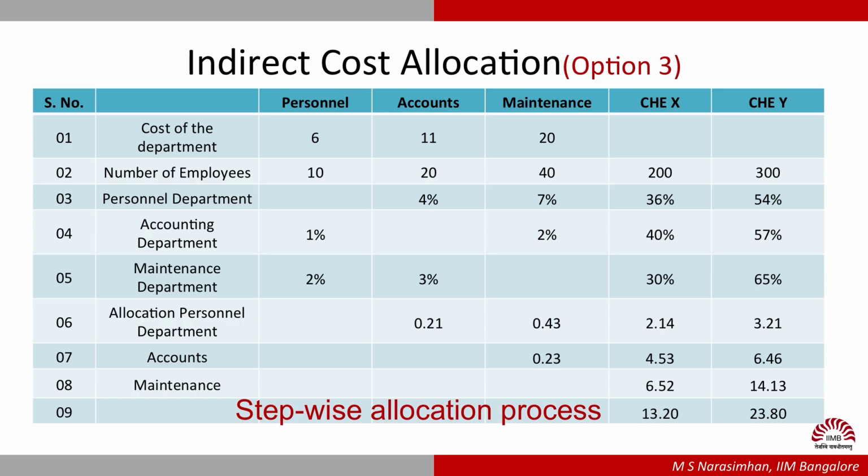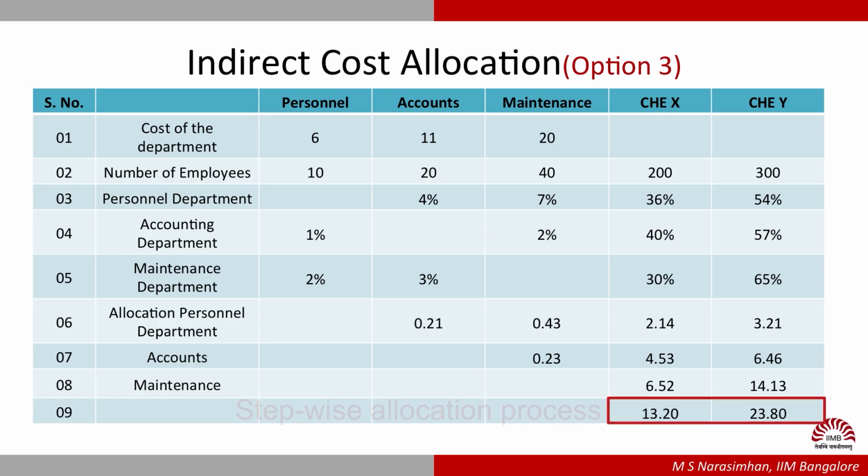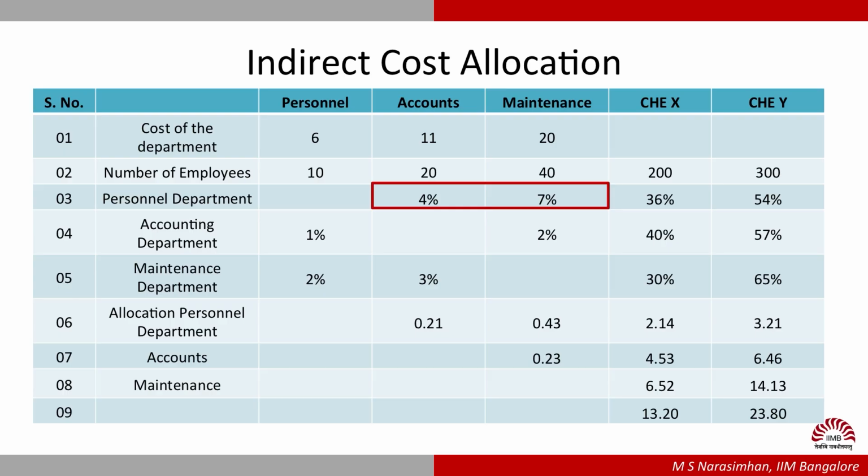Here we present a summary of the stepwise allocation process. Following the stepwise allocation, we charge rupees 13.2 lakh on X and rupees 23.8 lakh for Y. Instead of starting with the smallest department, we can start allocation process with the highest department. Similarly, in following the sequence, an alternative method is start with the service department, which provides maximum services to the other departments. In our case, it happens to be a personnel department.